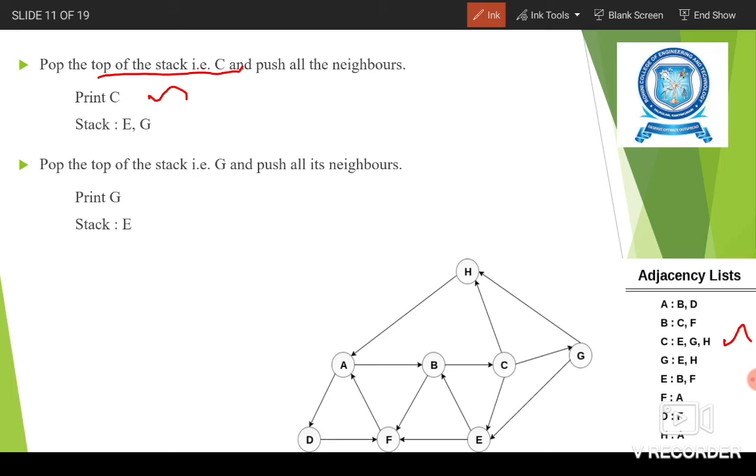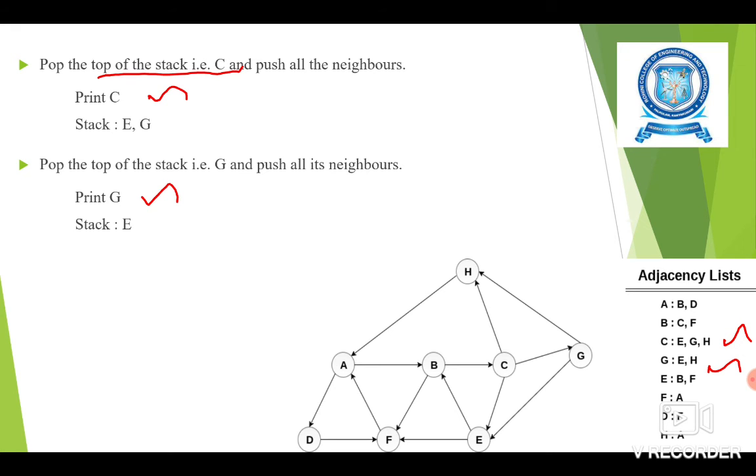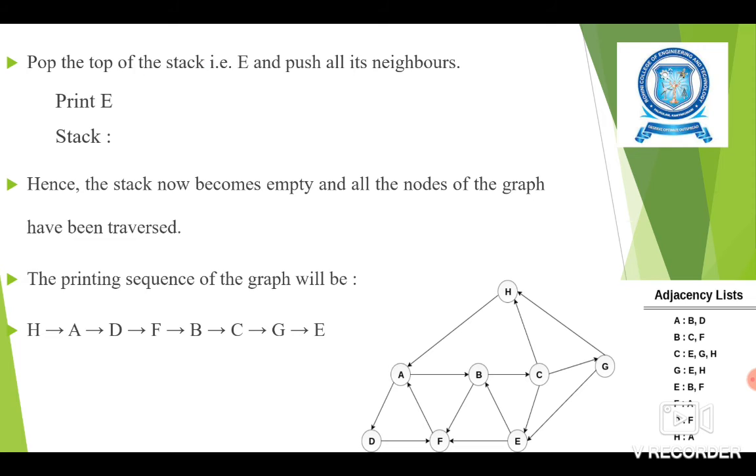Now again, pop the topmost element from the stack. So it is G. So G is printed. See the neighbors of G. So the neighbors of G are E and H. So H is already processed and E is already in the stack. So you don't need to reinsert them. Now the stack contains only one element, E.